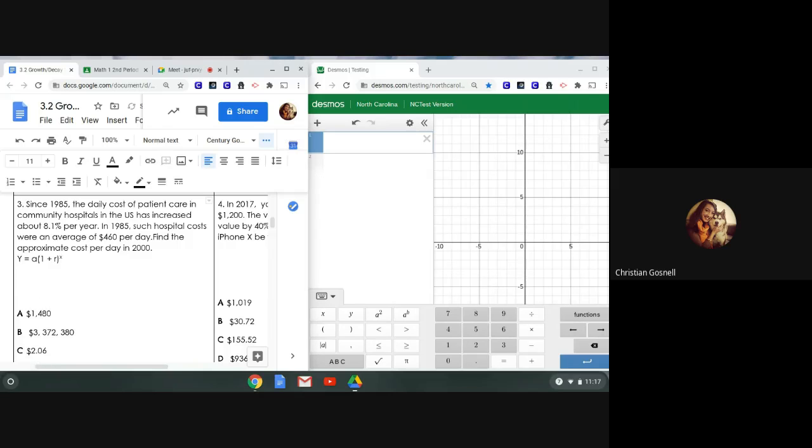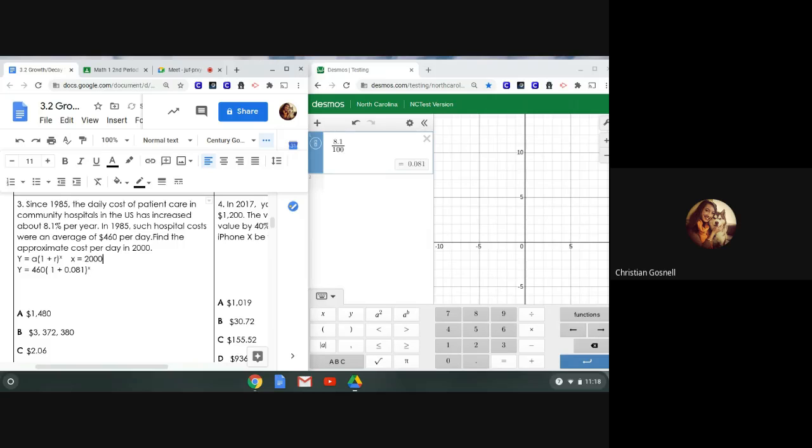Now I need to plug in each piece that I know. The starting cost was about $460 per day. Now I need my R, which is my percent as a decimal. So again, to do 8.1% as a decimal, just divide that by 100. So that's 0.081. And then I have a power of x, which is time. So here we're dealing with years. We have a start year and an end year. So my x is going to be just the difference between those years.